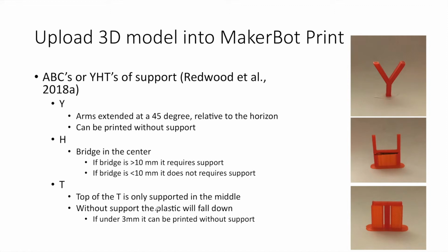T is a great example of overhangs. The top of the T is only supported in the middle, and without support, the plastic could fall down.